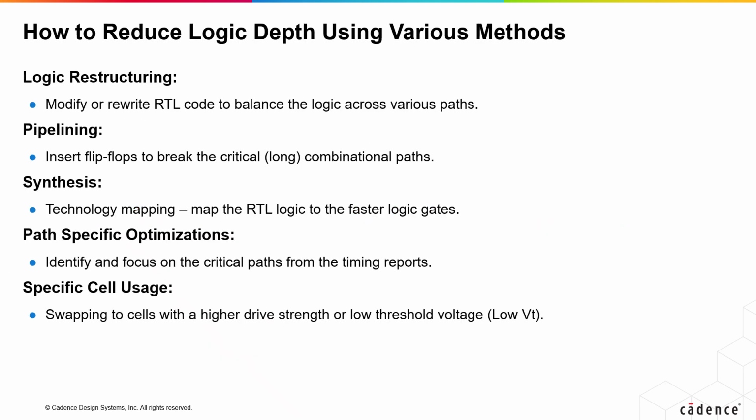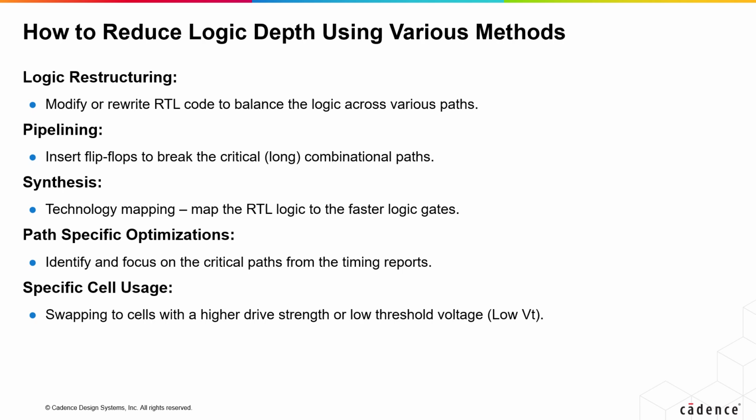Several methods exist to reduce the logic depth in a path. They are illustrated here. The logic restructuring method modifies or changes the design structure to balance the logic depth across different paths and rewrites the modified design during synthesis. The pipelining approach inserts flip-flops to break long and critical paths in the design. This reduces logic depth and improves timing optimization.